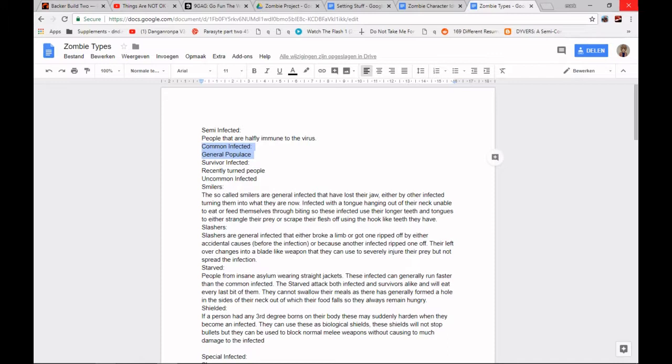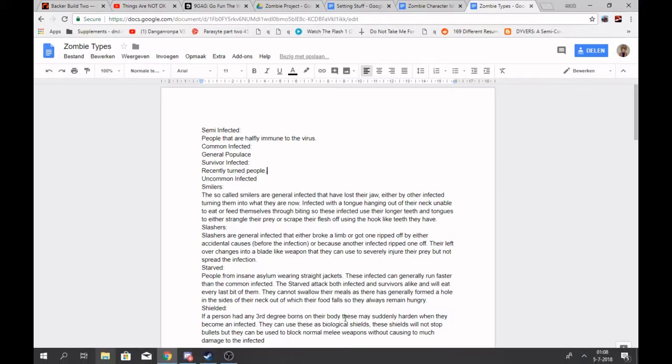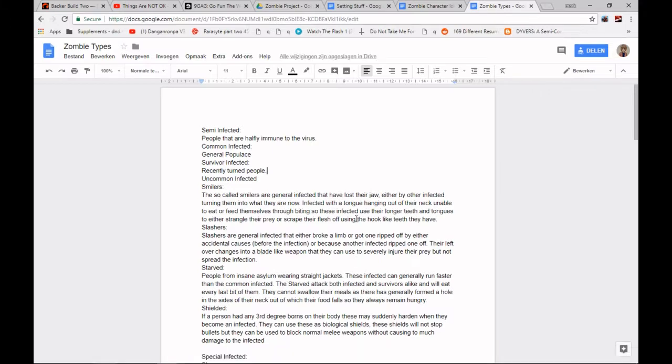Now we have survivor infected. Those are people that survived the airborne strain but got infected because of bites. Then we get to the uncommon infected. If you ever recognize this, by the way, it's mostly because it's partly based on Left 4 Dead. I love Left 4 Dead, but this is not going to be a shooty type game. It's a choose your adventure story of one of 5 characters which you can play.